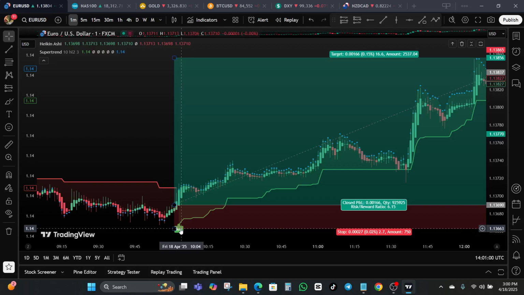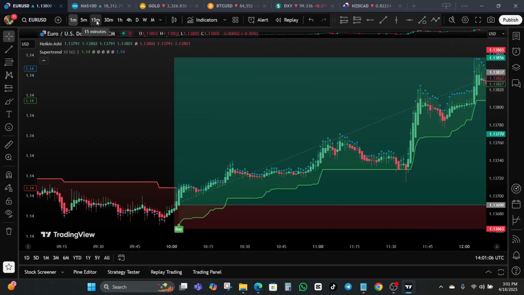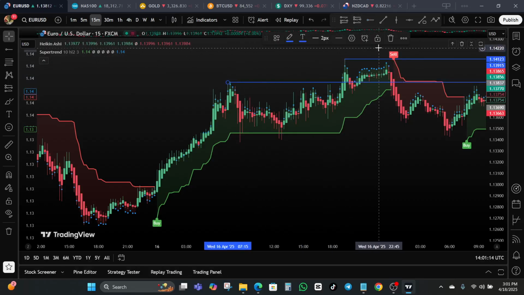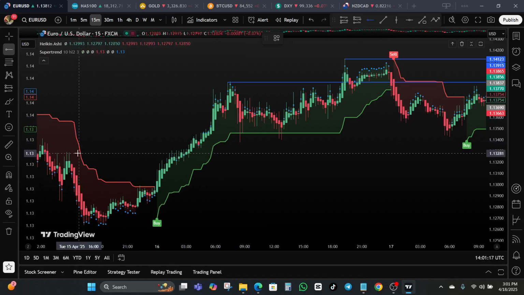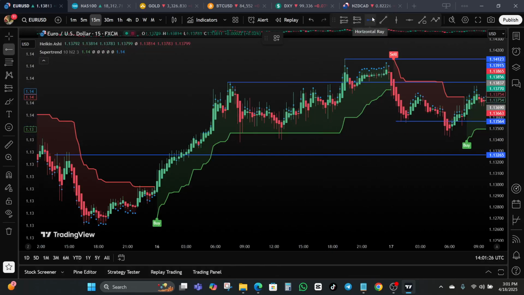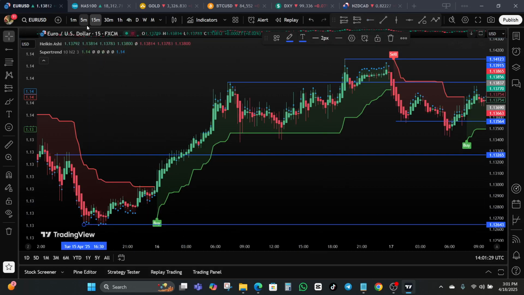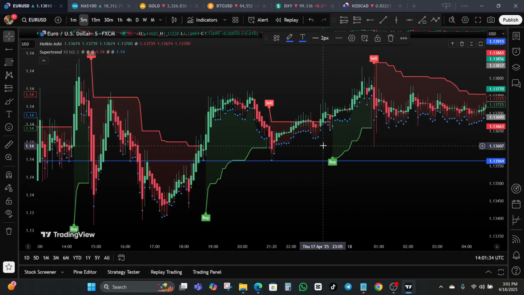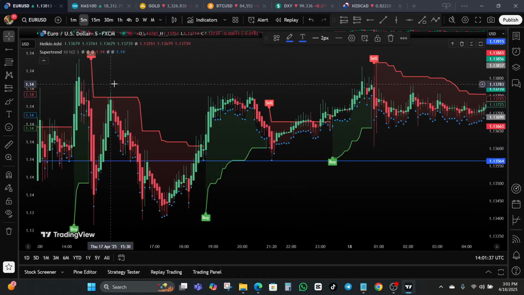Also, combine with support and resistance zones for extra confluence. You can go to a higher time frame, for example the 15-minute chart, and identify key support and resistance zones. Once you have done that, you can go back to your 1 minute or 5 minute, depending on which time frame you are trading on, and use these levels for additional confirmation. Maybe you are getting a buy signal around the support, or a sell signal around the resistance. That's great. Also, do not overtrade.